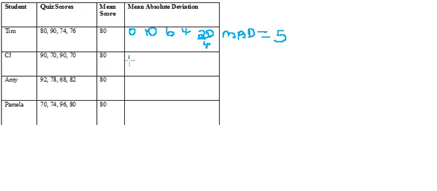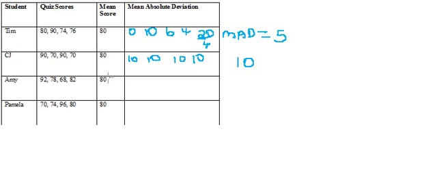Distance, 90 minus 80, 10. 10, 90 minus 80, notice it's 10 for all of them. Okay, add them up. What's that? 40. 40 divided by 4. What's 40 divided by 4? That's going to be 10 for this one. That's the MAD for that one.